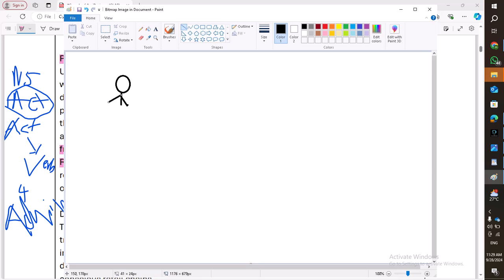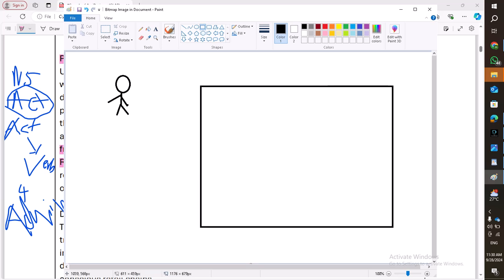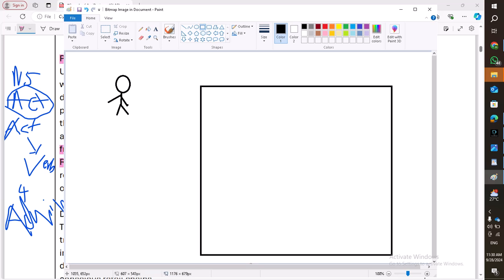Okay, this is the actor sign, the symbol. The actor can be a person or a thing. It can be a person or a system. This is the actor. The symbol of the system is this. This is the system, and the symbol of the use case is this. Here you write the actions that take place in the system.